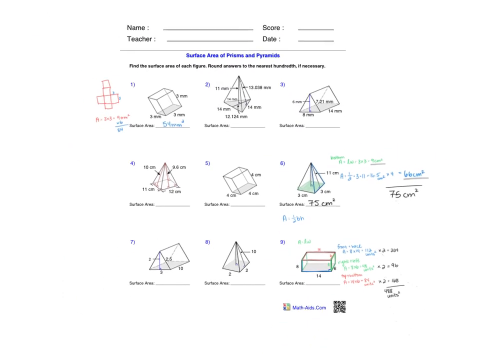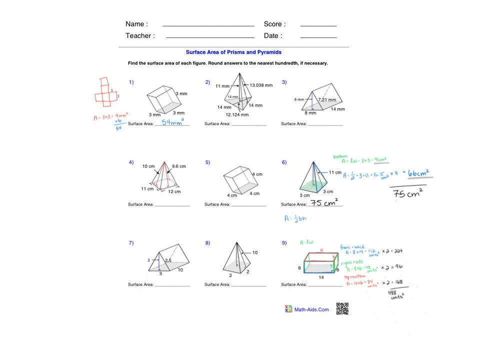If you have any issues with these and I didn't go through the one that you're stuck on, feel free to shoot me a message and I can walk through it with you.